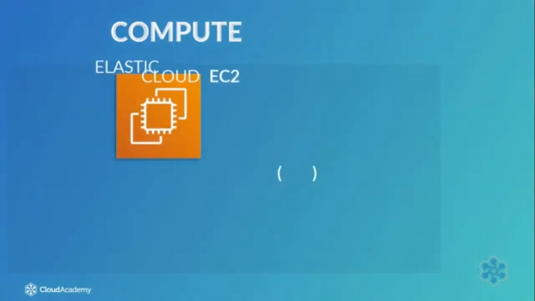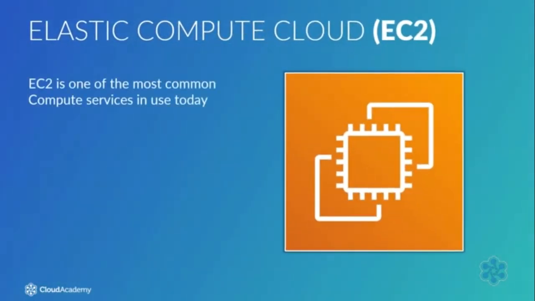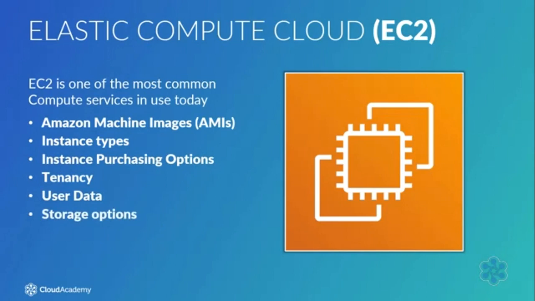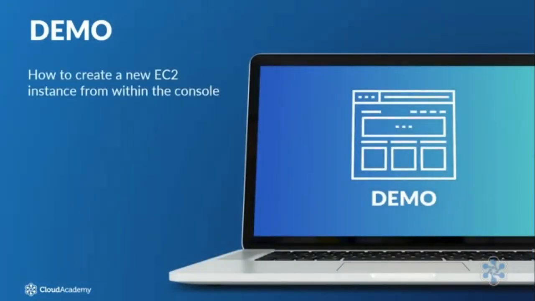During the EC2 lecture, we learned that it was one of the most common compute services in use today and what it provides from a compute perspective. I also discussed the different components of the service, covering Amazon Machine Images, AMIs, instance types, instance purchasing options, tenancy, user data, storage options, and security. I then performed a demonstration that showed you how to create a new EC2 instance from within the console.